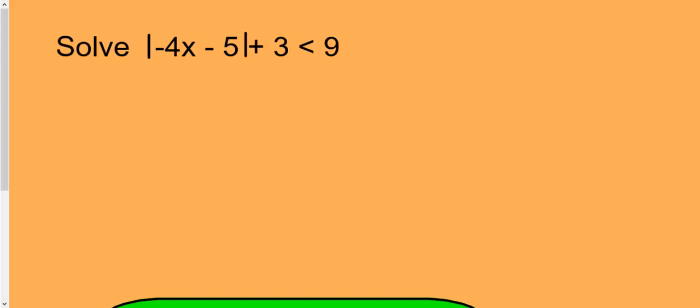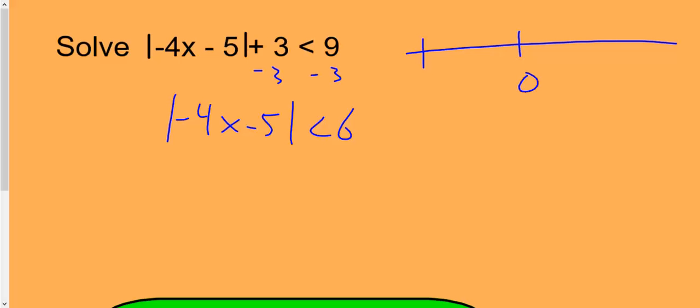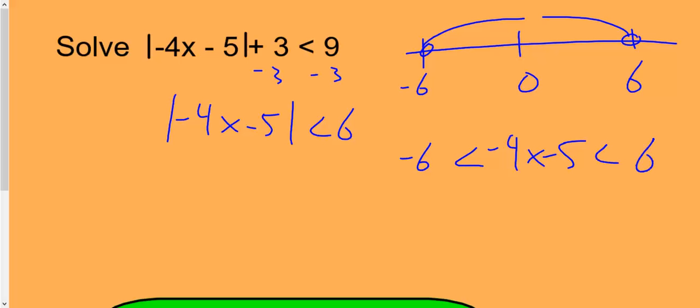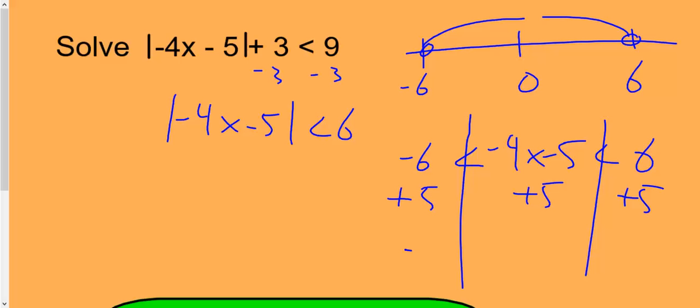Alright, so this says less than 9. So before I draw my picture, what I want to do is get the absolute value part by itself. So we need the distance from 0 to be less than 6. So that's these numbers here, and that's these numbers here. That's an intersection. So when we do an intersection, we can write it as one compound statement. Okay, so x has to be smaller than 6 and it has to be greater than negative 6. And then you just go about solving like we've done in the compound inequalities section of the chapter. That was 6.4.